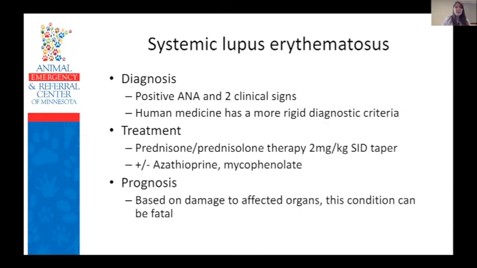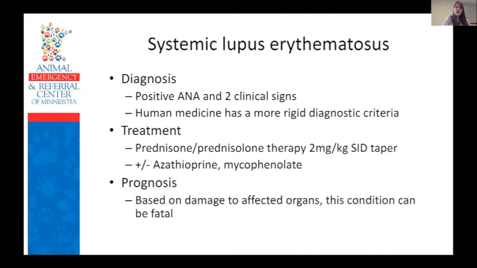Again, we talked about that. Human medicine is a little bit more rigid on what their diagnostics are, how they test, and what their criteria include. They usually include 4, and they've got minor and major criteria. So usually you're going to have 2 majors and 4 minors. And it doesn't have to have a positive ANA. Not all of our dogs have a positive ANA either, but usually they do.